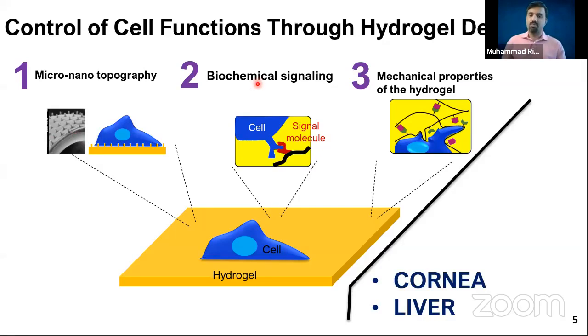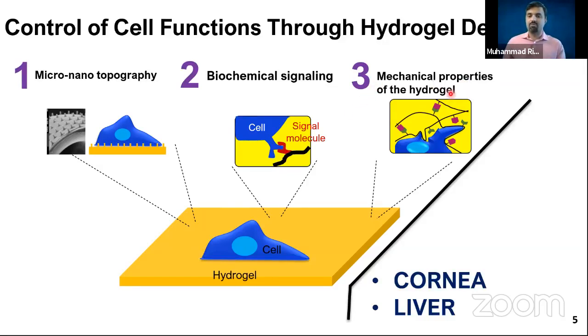Then we can have biochemical signals, right? During development, all these organs that we have in the body really come from a single cell. And there's a lot of signaling involved in these cells. Those signals are biochemical signals coming from other cells or from the environment itself. So we can have these biochemical signals engineered into these hydrogels using chemical engineering or chemistry.